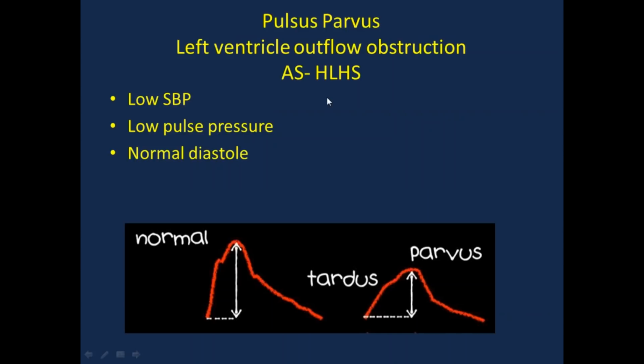What's the case if you have left ventricle outflow obstruction, aortic stenosis, or hypoplastic left heart syndrome? In this case, you have normal diastole, but the peak systole will be low, and the total duration will be a little bit more than expected. We call that pulsus parvus, as mentioned in the literature. You have low systolic pressure, low pulse pressure, and normal diastole. You may detect that as differential diagnosis, a significant aortic stenosis or hypoplastic left heart syndrome.